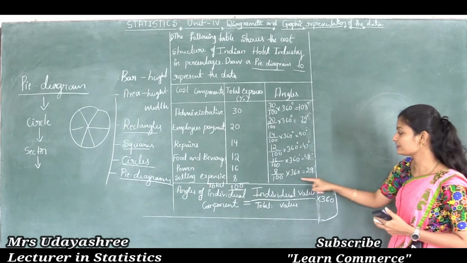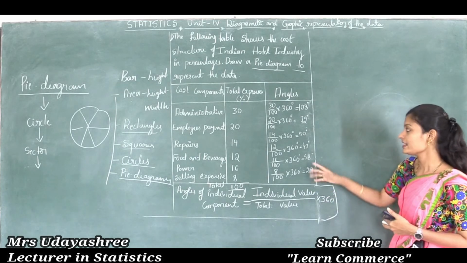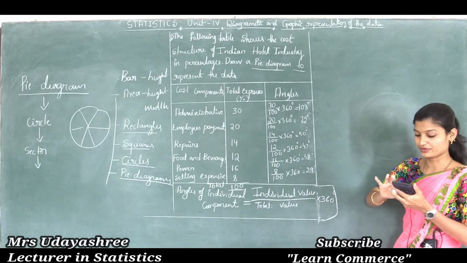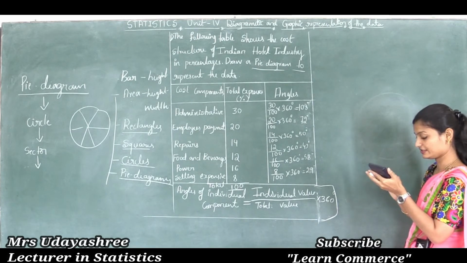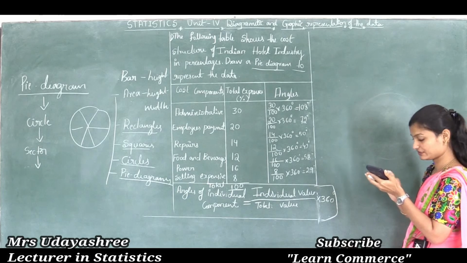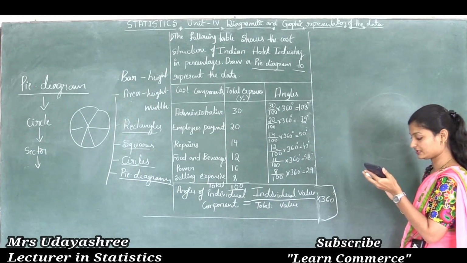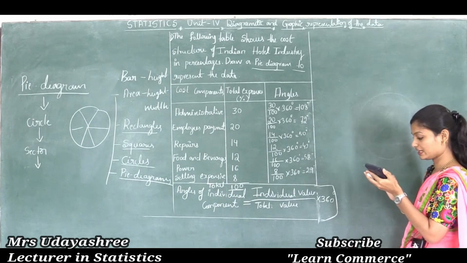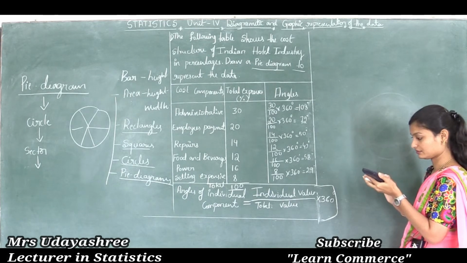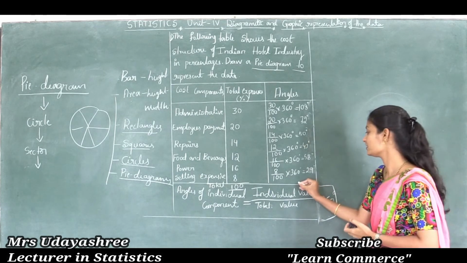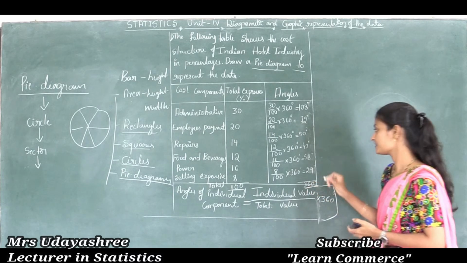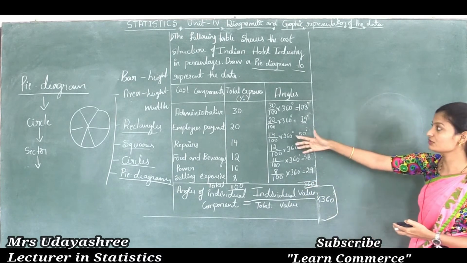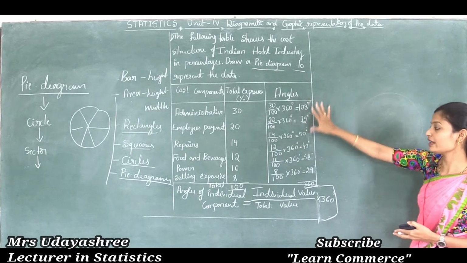Okay, now let me confirm whether this angle calculation is proper or not. If I get the total angle as 360, then our calculation is proper. So let me check that. First one is 108 plus 72 plus 50 plus 43 plus 58 plus 29 is 360. So here the total is 360 degree. Okay, this is how to convert total expenses into angles.